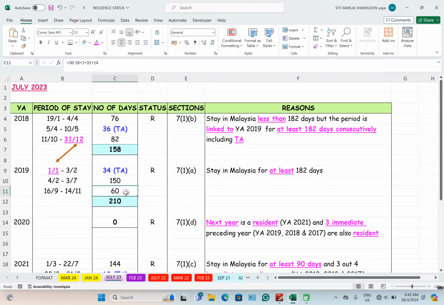Followed by the third row. Okay, third row, 16 September. So September 30, so minus 16 plus 1. October 31, and then November 14. Okay, guys, now we got our period of stay. We got our number of days.